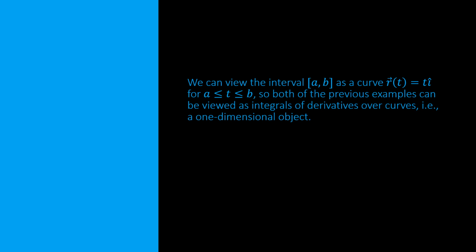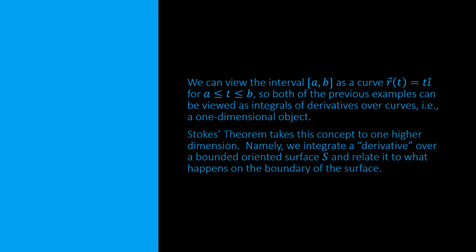So what we want to do is expand this from one dimension to higher dimensions. Now we want to integrate a derivative. We'll see what that derivative is. Derivative in quotes here, since we haven't introduced it yet. And instead of a curve, I want to work with a bounded oriented surface S. Since this is a bounded oriented surface, it's going to have an edge. I want to integrate a derivative, in quotes, over the surface, and relate that somehow to what's happening to the function on the boundary curve of the surface. So that's what we're going to do with Stokes' theorem.